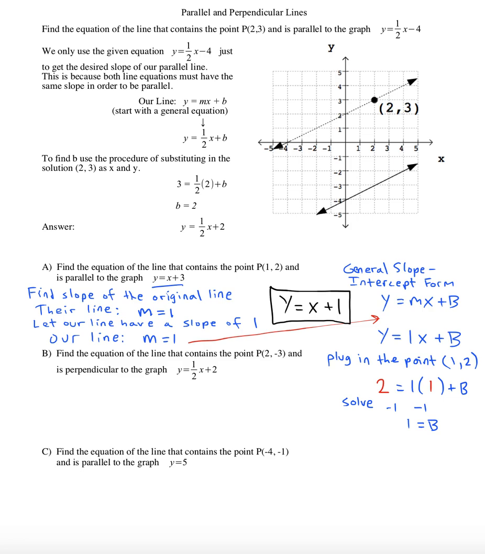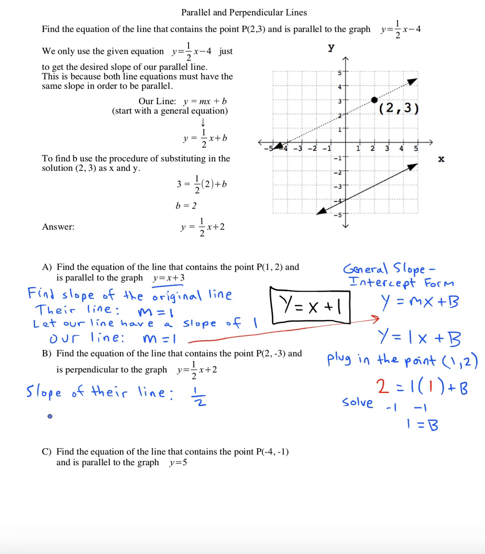Okay. Let's try this one. Find an equation of a line that goes through the point (2, -3) and is perpendicular to the graph of y equals 1/2 x plus 2. So remember, you don't have to use their line for anything other than finding the slope. Their b doesn't matter. We just need the slope.